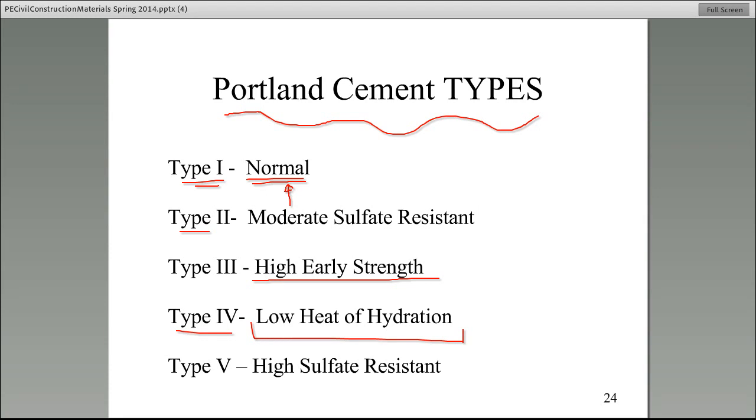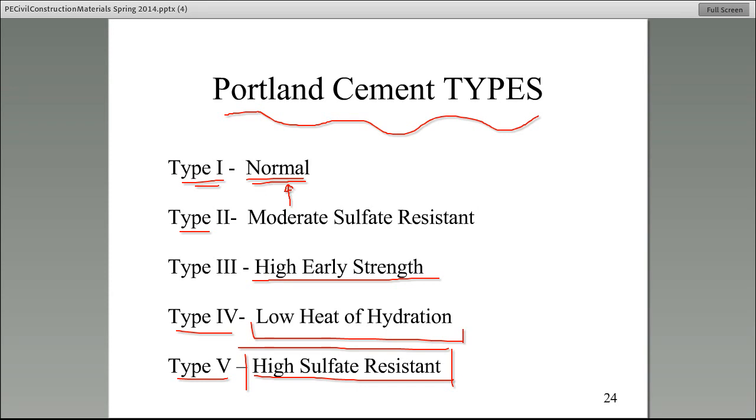But if that's not possible, low heat of hydration, type 4, would be helpful. All right, now let's talk about the last one, and then we'll move on. Type 5 is called high sulfate resistant. This type of cement will give you resistance to sulfate, and somebody asked me what we meant.